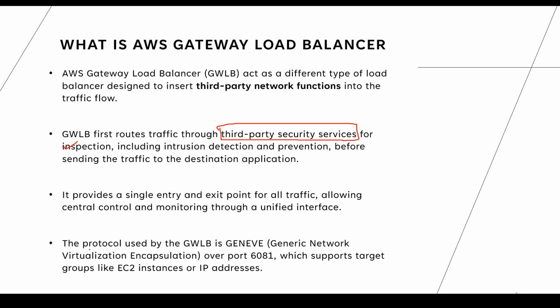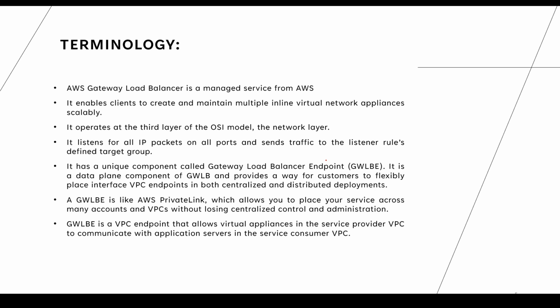Okay, so the protocol used by the gateway load balancer is Geneve, which stands for Generic Network Virtualization Encapsulation, and the port that it uses is 6081, and it supports target groups like EC2 instances or IP addresses. So I'll show you the architecture. Okay, so this is the terminology which the gateway load balancer uses.